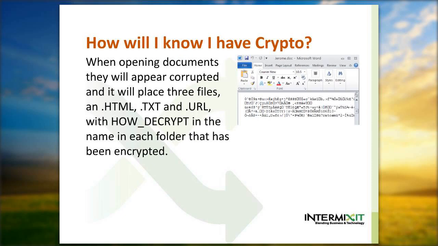How do you know you have crypto? One of the easiest ways to tell is when you're opening documents, they appear corrupted. The other key way, especially for IT professionals and even the end user to realize, is there's typically 3 documents that are stored on the computer in every file that gets encrypted. It's a .html, a .txt, and .url. And somewhere along that name, it includes how_decrypt or a variant of that.